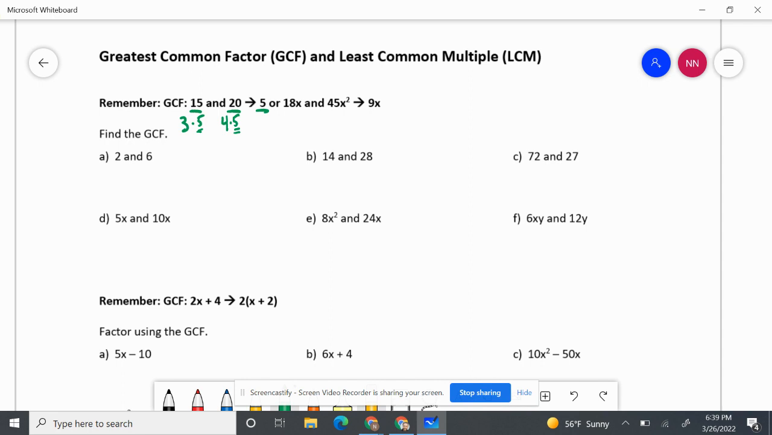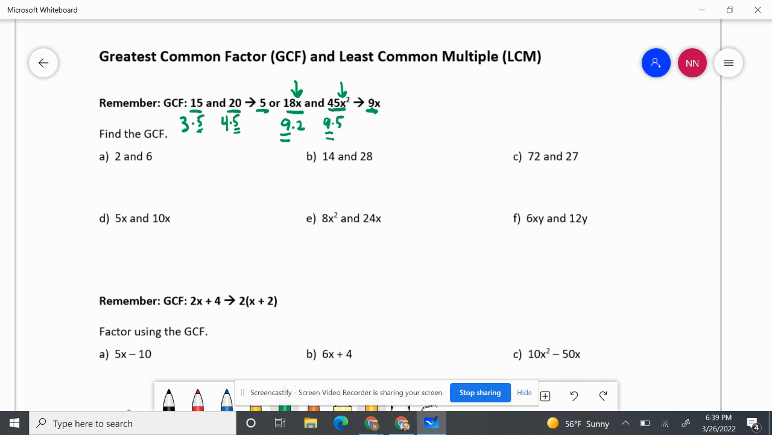Now, if we're looking at 18x and 45x squared, 18 is 9 and 2. 45 is 9 and 5. They both have a 9. That's why we have a 9 here. This has 1 x. This one has 2 x's. So x squared would be x times x. They each have 1 x. So that's why the greatest common factor is 9x.